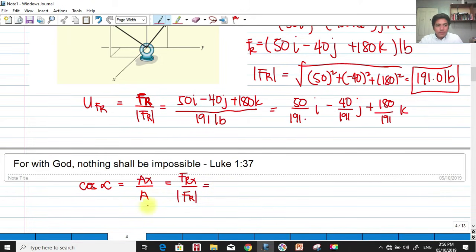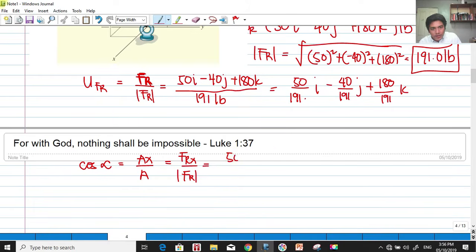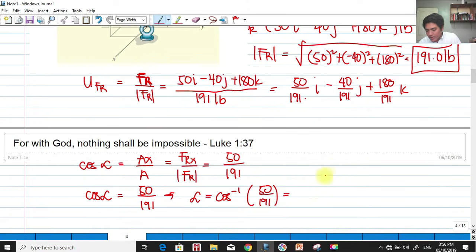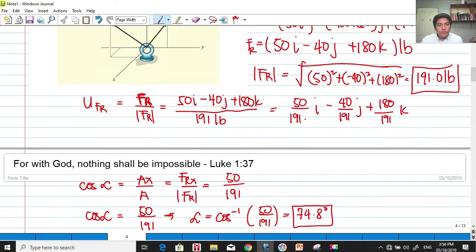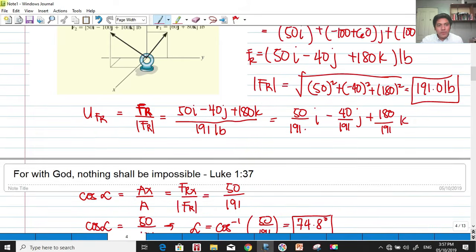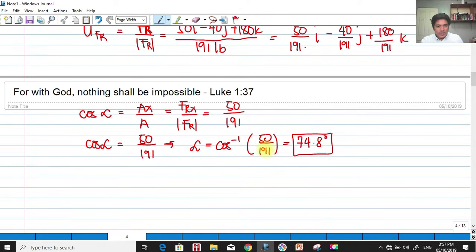So what will happen? We have 50 over 191. That is for our alpha. Cosine alpha is 50 over 191. And if we're going to get the alpha, that is arc cosine of 50 over 191, and that is equivalent to 74.8 degrees. That is for alpha. And again, the alpha is the angle of the resultant force with respect to our x-axis.